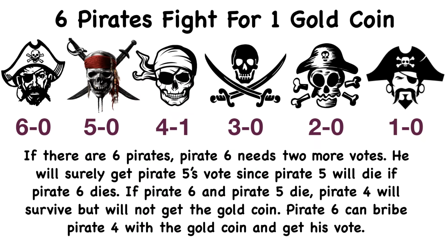So if there are 6 pirates, Pirate 6 needs 2 more votes. He will surely get Pirate 5's vote since Pirate 5 will die if Pirate 6 dies. If Pirate 6 and Pirate 5 die, Pirate 4 will survive but will not get the gold coin. So Pirate 6 can bribe Pirate 4 with the gold coin and get his vote. That makes a total of 3 votes, allowing Pirate 6 to survive. He can also give the gold coin to Pirate 1, 2 or 3, although giving it to Pirate 2 or 3 is a little confusing since either of them could get the gold coin in the case of 4 pirates.